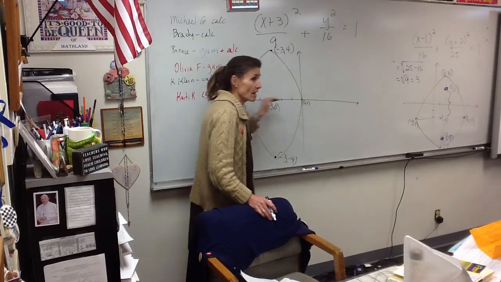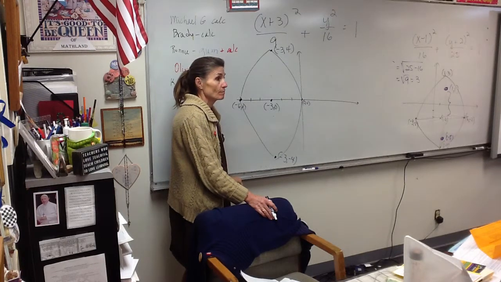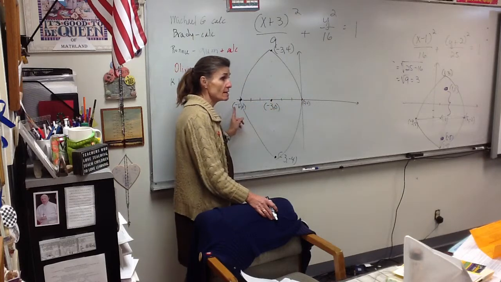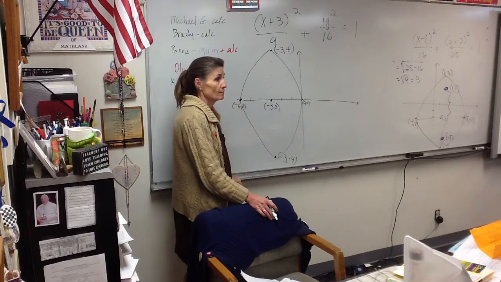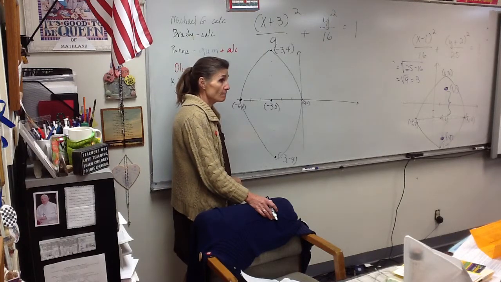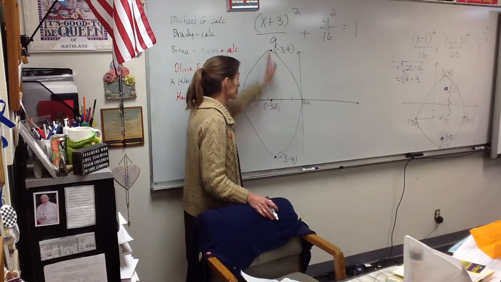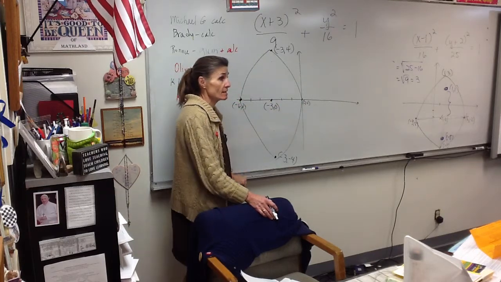What about your minor axis? Well, you went back and forth 3. So what does that make the total distance? 6. Okay, got it? Those should be easy questions for us. We go up and down 4, so the length is 8. We go sideways 3, so the length is 6.